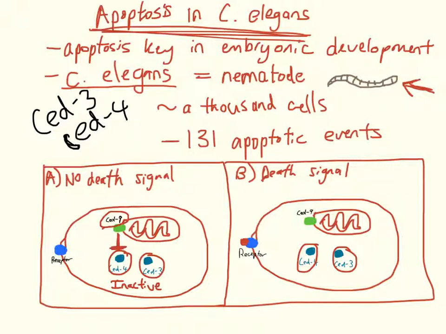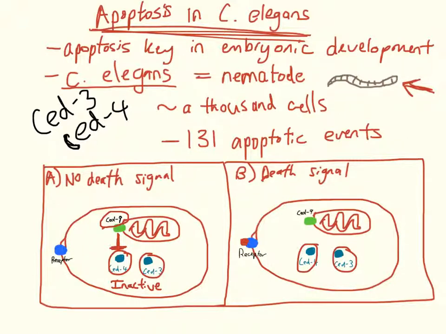Now, CED3 and CED4 are normally kept inactive by a protein in the outer mitochondrial membrane called CED9. And CED9 is the master regulator of apoptosis. When CED9 is active, it stops CED4 and CED3 from becoming active. So it keeps these two proteins inactive.